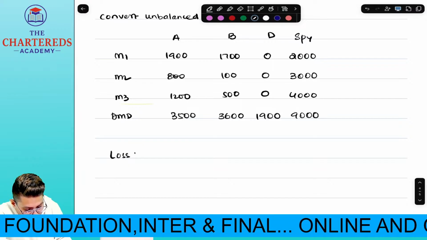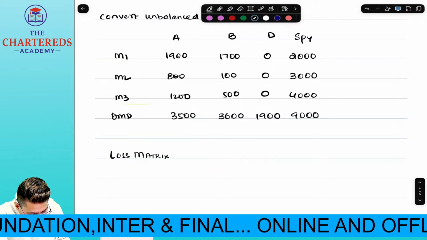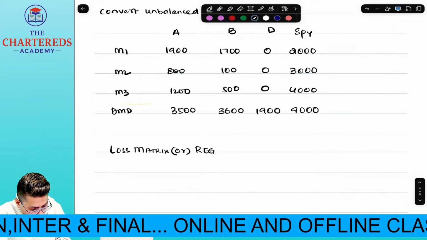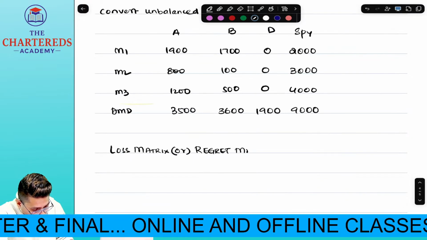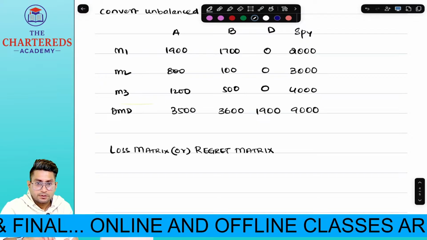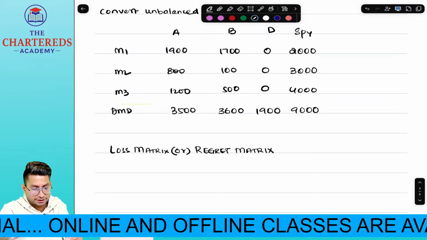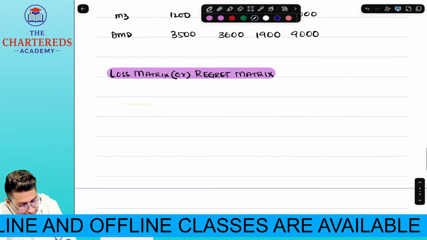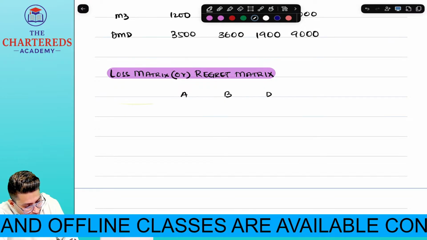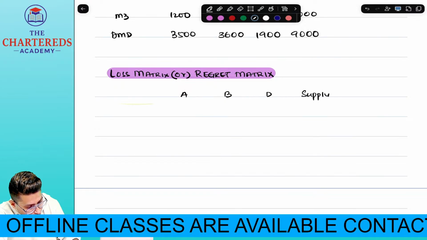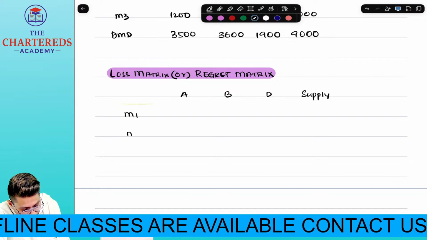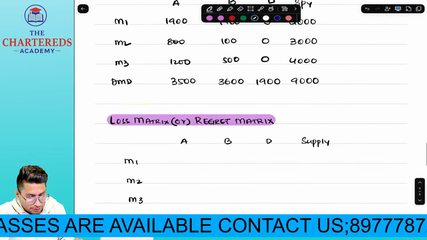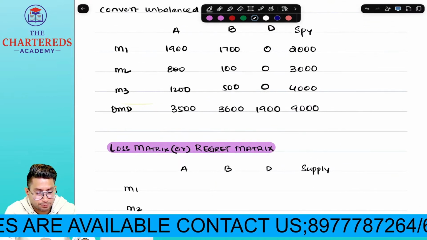So we call it as which matrix? What is the other name for loss matrix? Loss matrix we also call it as what? Regret matrix. Now again same. Here we take A, B, D, supply. And here it will be M1, M2, M3, demand. Now, how do I convert a maximization problem into minimization?